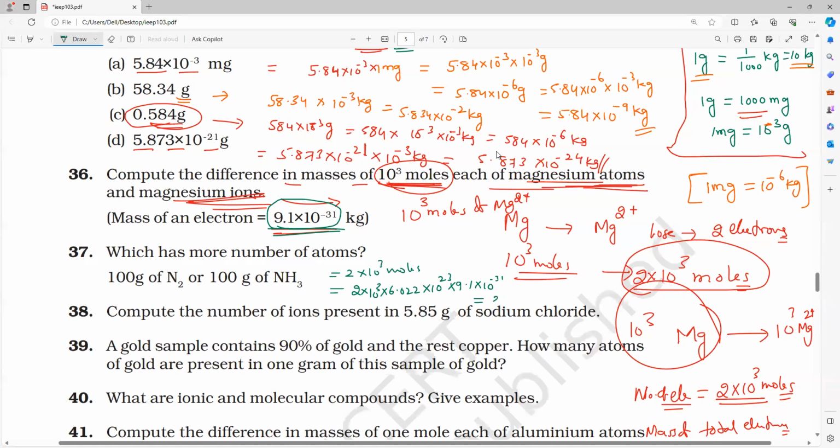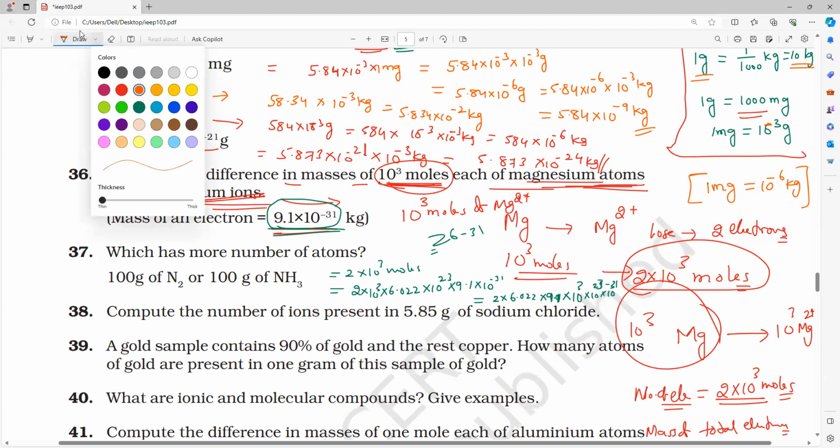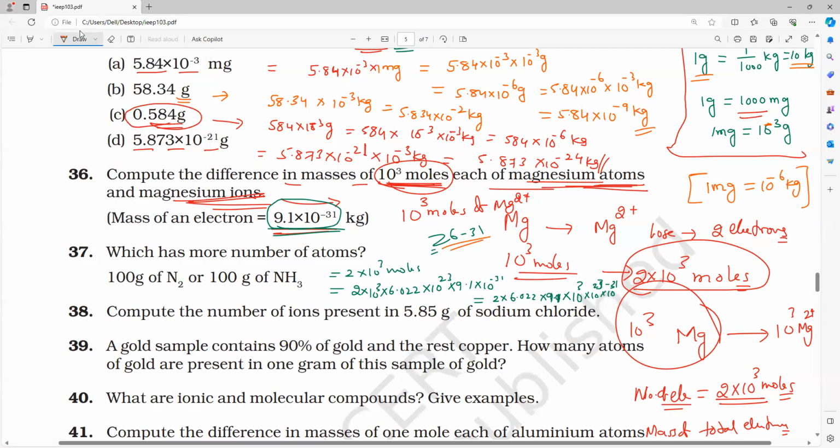Powers alone I will write. You do it, everybody. 2 into 6.022 into 9.1. Multiply this and tell me. Powers: 10 power 3 into 10 power 23 into 10 power minus 31. So 23 plus 3 is 26. 26 minus 31, how much is it? Minus 5. Am I right, everybody? So 10 power minus 5.